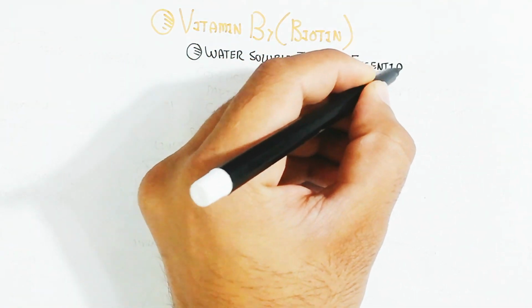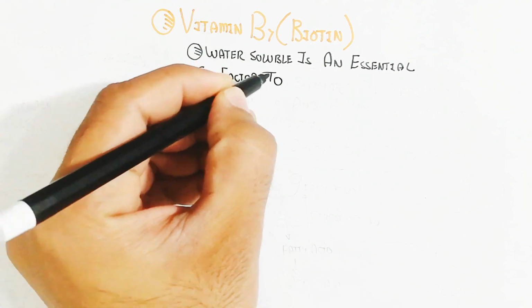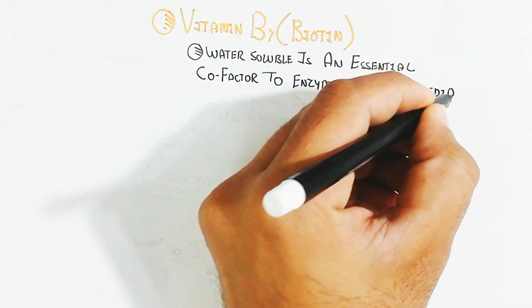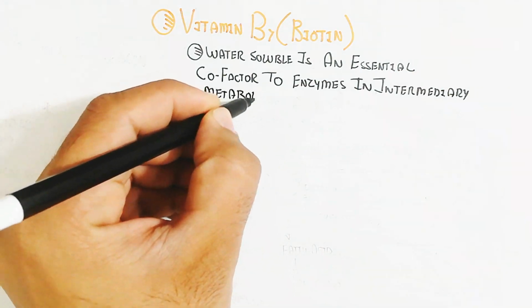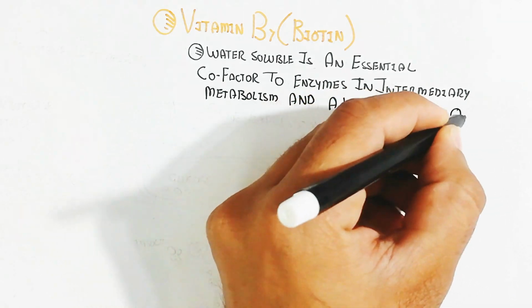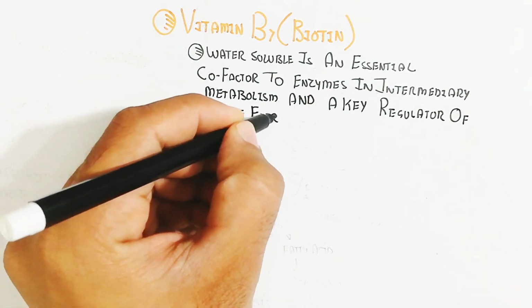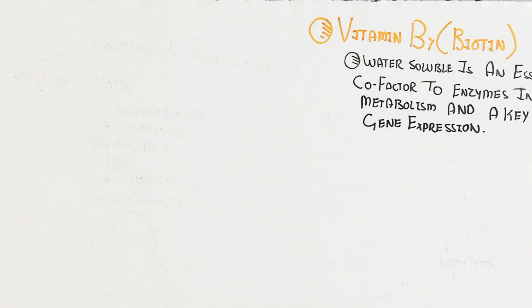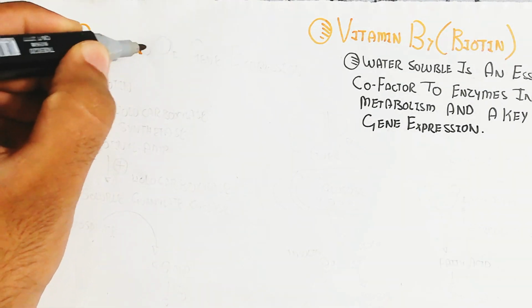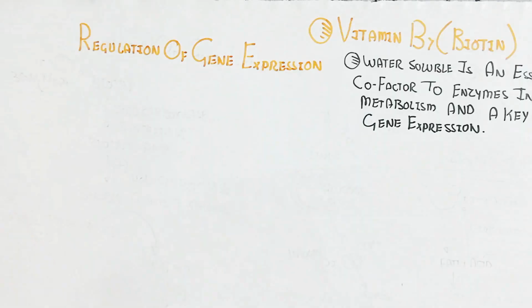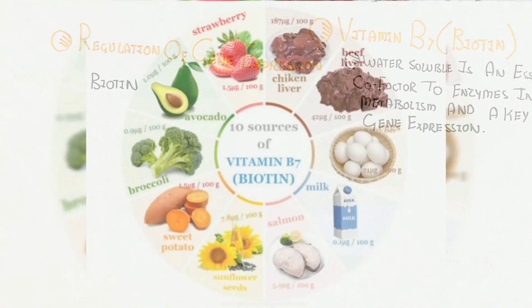This water soluble vitamin is an essential cofactor to enzymes in intermediary metabolism and a key regulator of gene expression. The enzymatic activity is possible because it is a cofactor, so it helps enzyme stimulation and working well. The regulation of gene expression is also possible due to vitamin B7. Deficiency is less likely, remember.